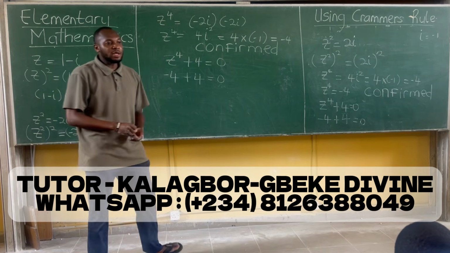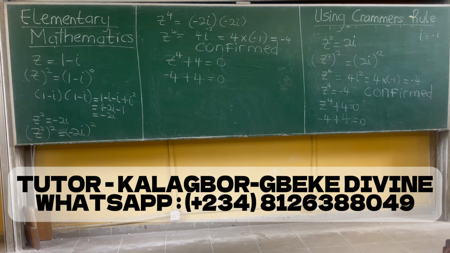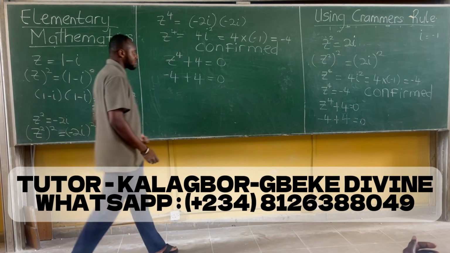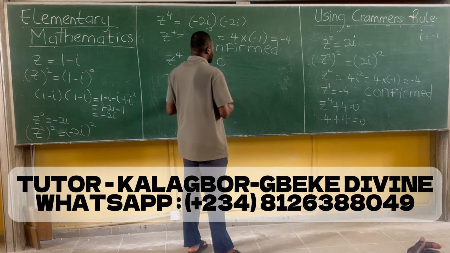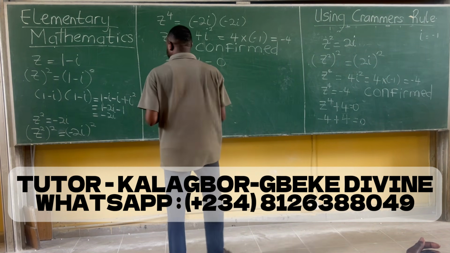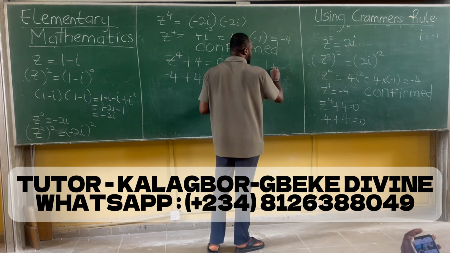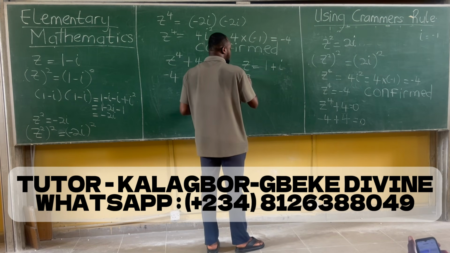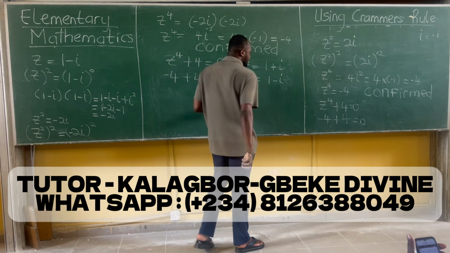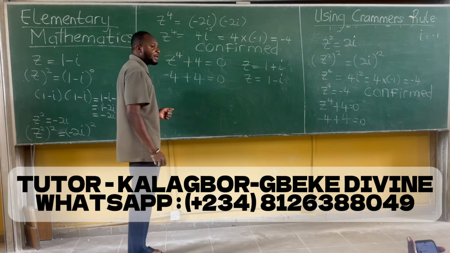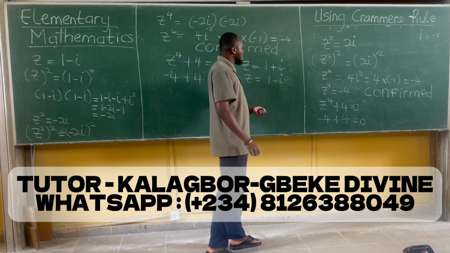Alright. So read the question. How many roots did they say we should find? 4, right? And we have gotten only 2. Okay. Now, what's the problem? Yeah? We've gotten only 2. So now, for those 2, let's write them here. z equals 1 plus i. z equals 1 minus i. So now, you know normally, this minus i is a root.